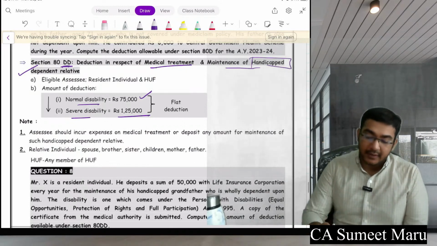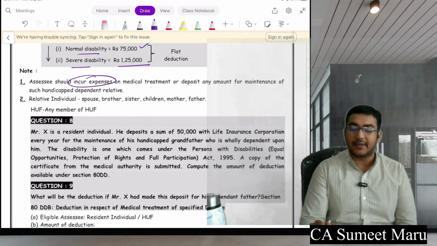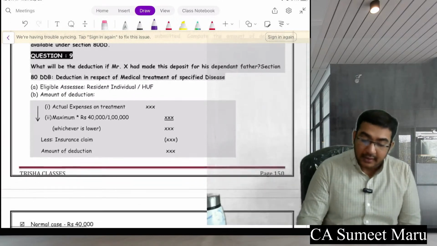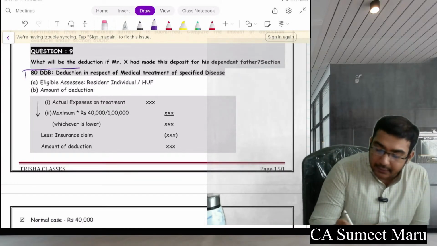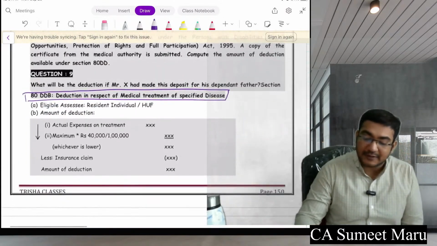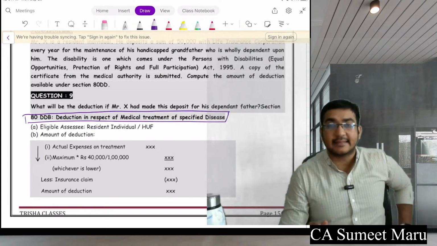Okay. Further, SSC should just incur some expenditure, and he can be any relative: mother, father, brother, sister, or children. Further, the next section is your 80DDB, deduction in respect of specified medical treatment. Okay, again another interesting section.